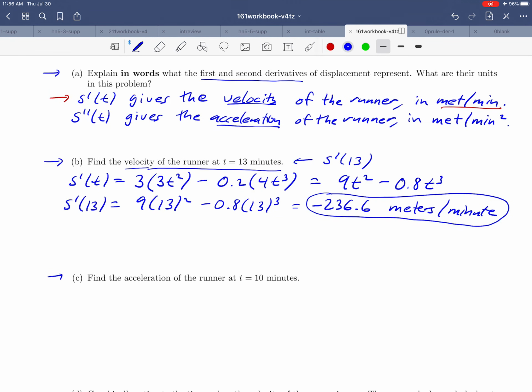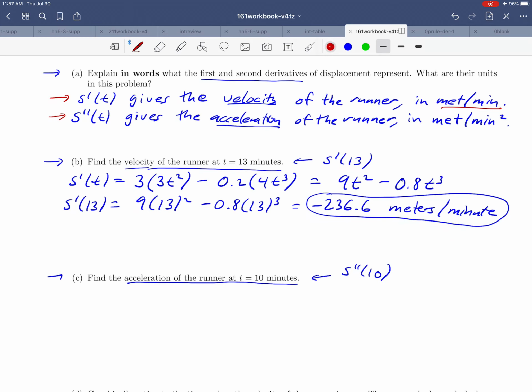Part C would like us to find the acceleration of the runner at t equals 10 minutes. Well again, looking back at part A, we found that s double prime of t is what gives us acceleration. So we are really looking, oh, not 13, sorry. We are talking about s double prime of 10 here. So we need the second derivative, and then we're going to substitute in t equals 10.